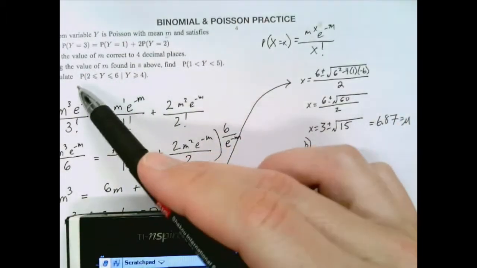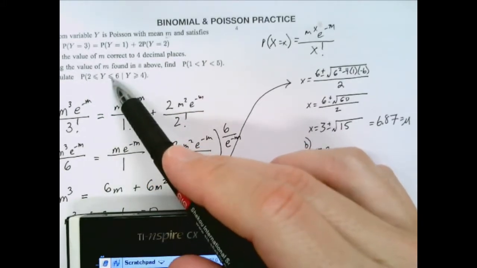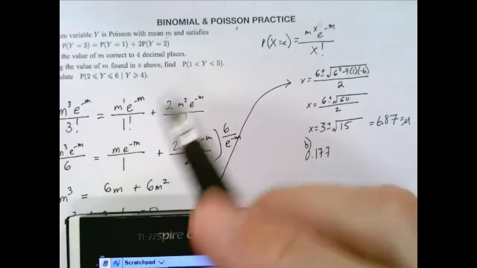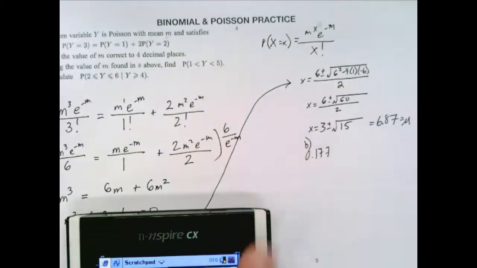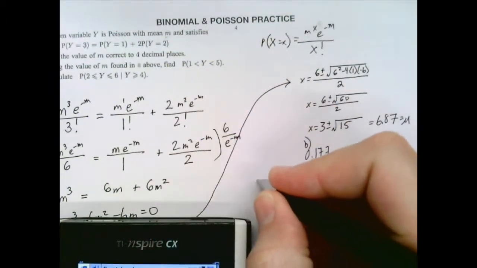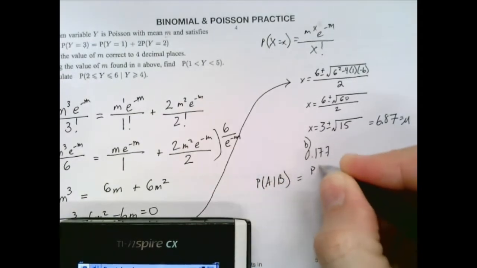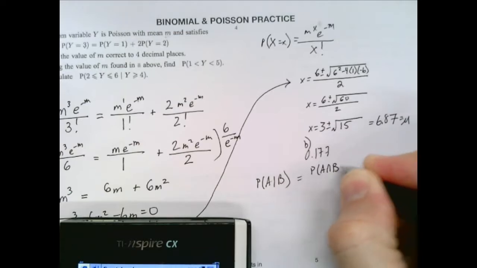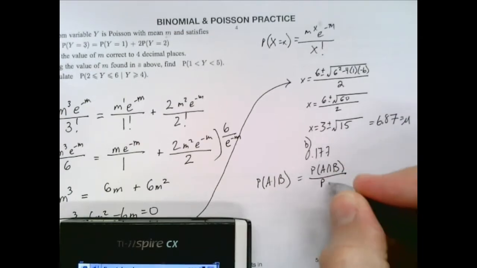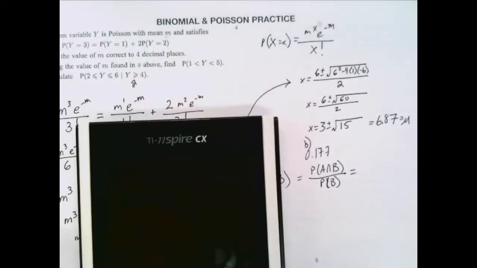And then the last question is calculate the probability of y being between 2 and 6 inclusive, given that y is greater than or equal to 4. So I'm going to use my given formula. The probability of A given B is equal to the probability of A and B both being true at the same time, divided by the probability of B. Please use the given. So now I need to find the probability of B, which is y greater than or equal to 4. So I'm going to use my calculator for that.